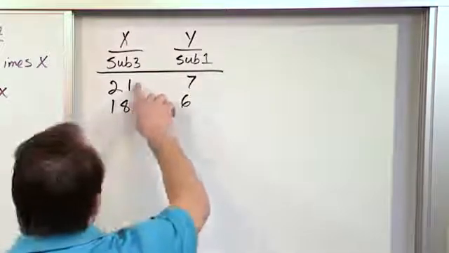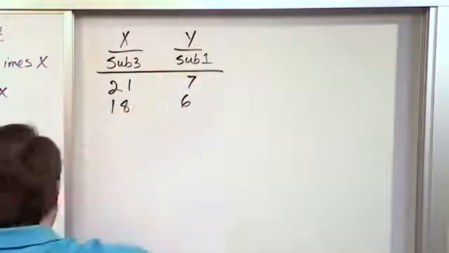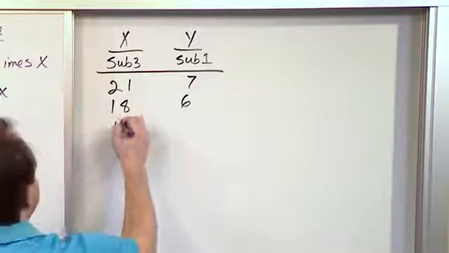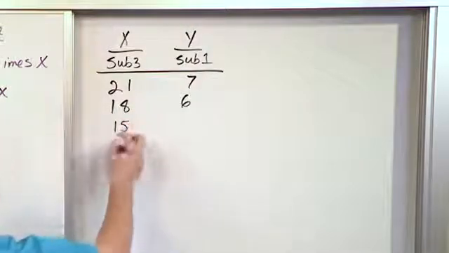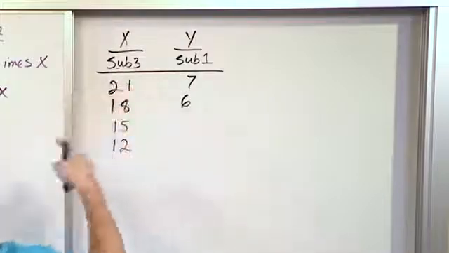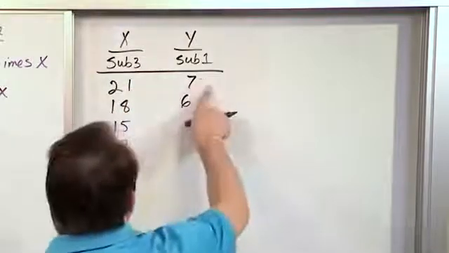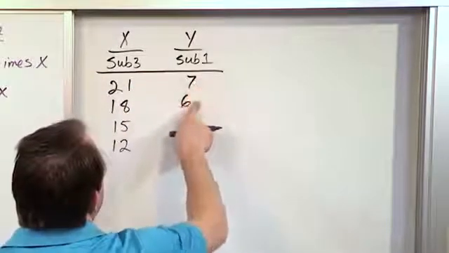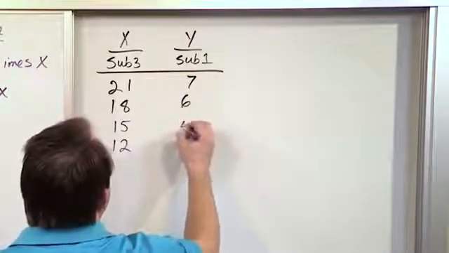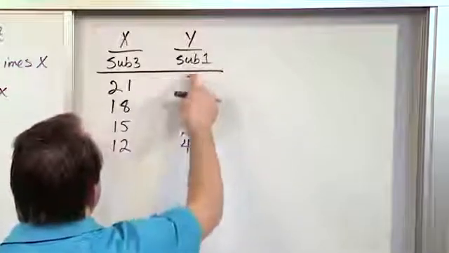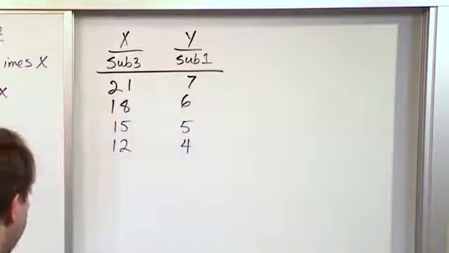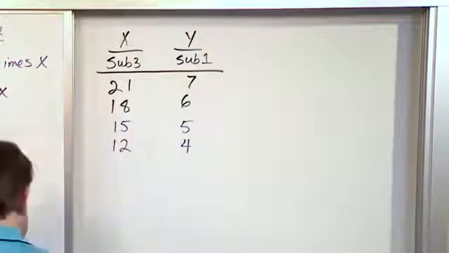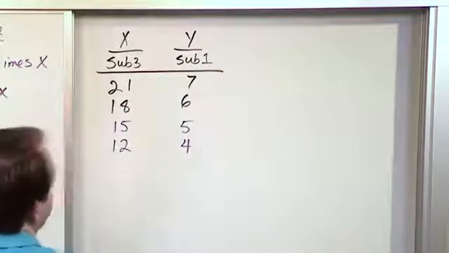So 21 minus 3 is 18, 18 minus 3 is 15, and then again 15 minus 3 is 12. So here we finish that column, and then here 7 minus 1 is 6, 6 minus 1 is 5, 5 minus 1 is 4. This follows the subtracting 1 rule. So we have our columns put together. What would be our ordered pairs?